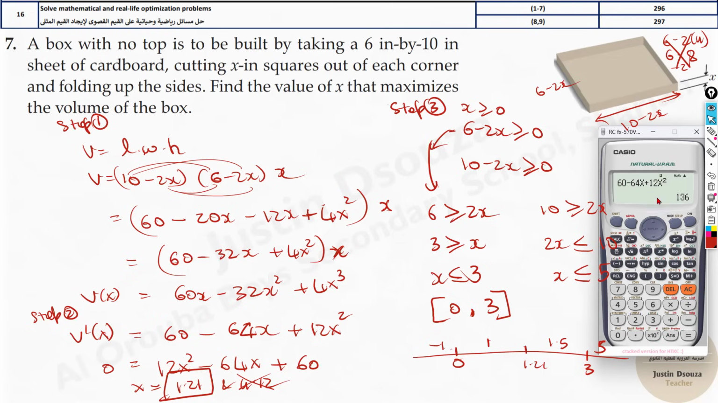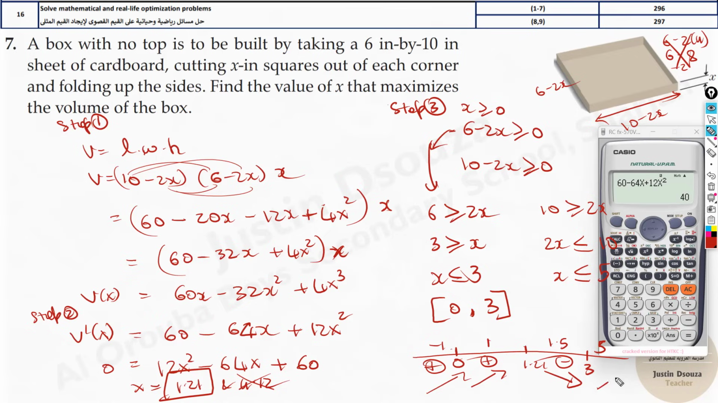Now again calc at 1. Again I got positive. So both are positive. What about this? Calc at 1.5? It is negative. So I will just write over here: we got positive, positive, this was negative. Positive, positive, negative. And let's do the last one. Calc at 5, or you can even do 4. It's again positive.